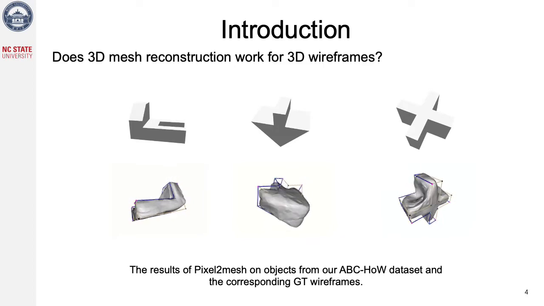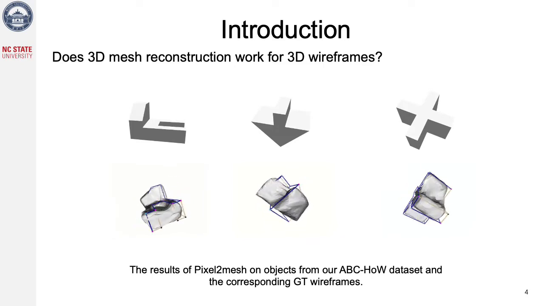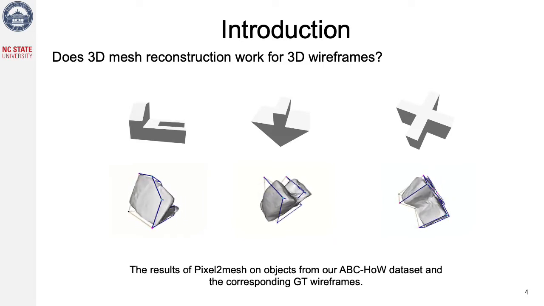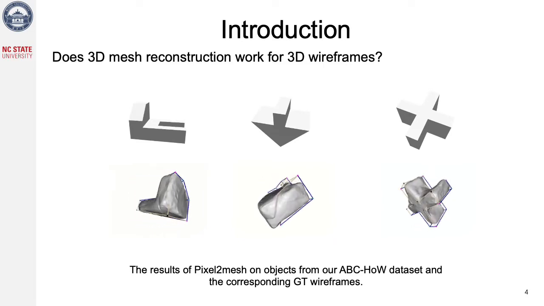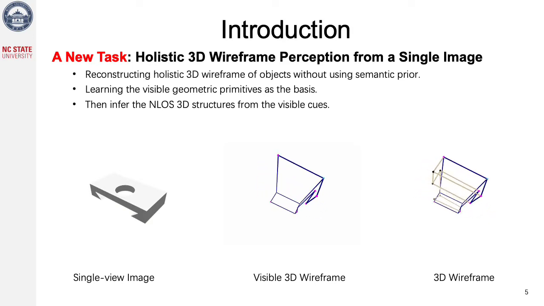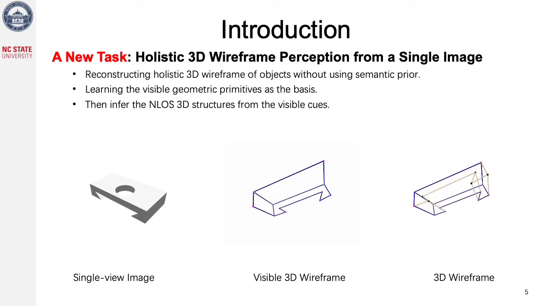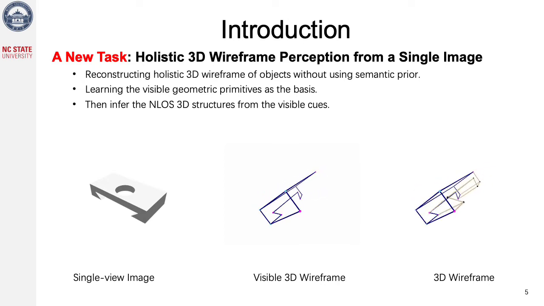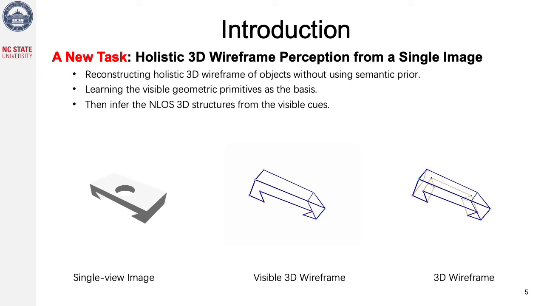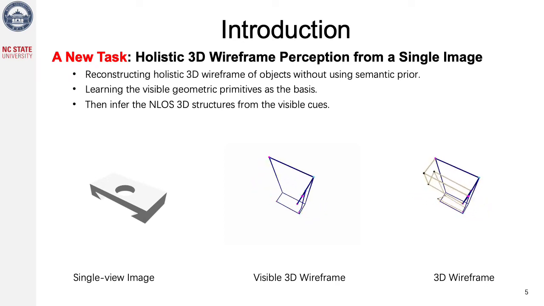As shown, the reconstructed meshes cannot even hit the geometry of wireframes, thus posing challenges for 3D wireframe reconstruction. Thus we propose a new task in this paper: estimating the holistic 3D wireframe directly from a single-view 2D image without resorting to the intermediate point cloud representation and semantic prior. We call it HoW-3D for short.